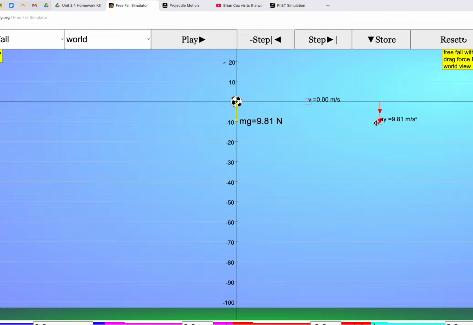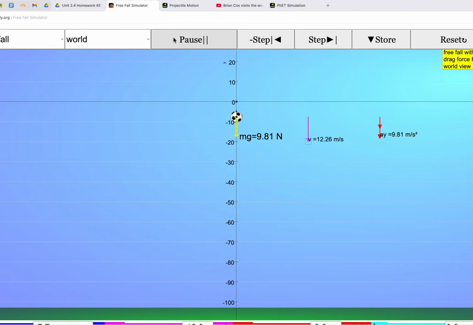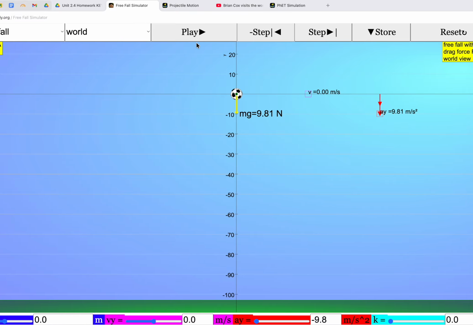Well, acceleration will stay constant. Why will it stay constant? Because the acceleration due to gravity is always the same. It is not changing. So as this ball drops, the acceleration stays the same. Okay, great. So now that we know what we're working with, let's plot our data points.